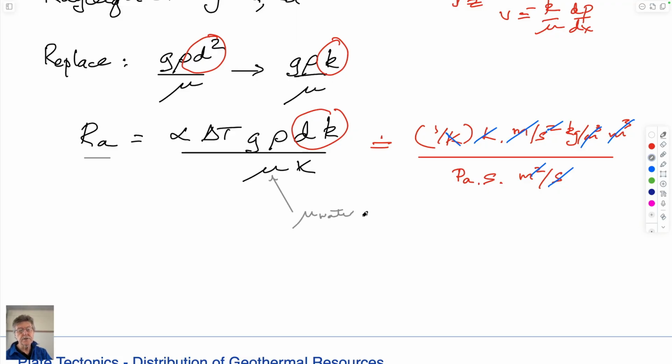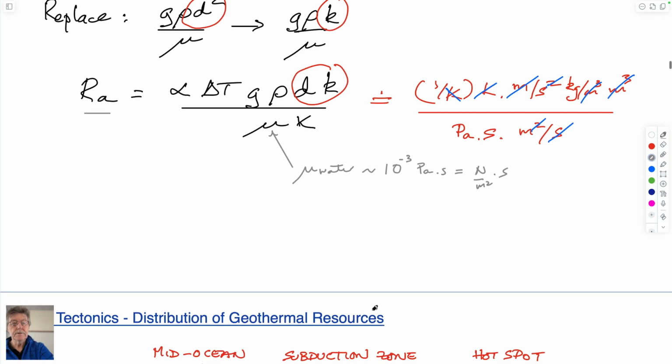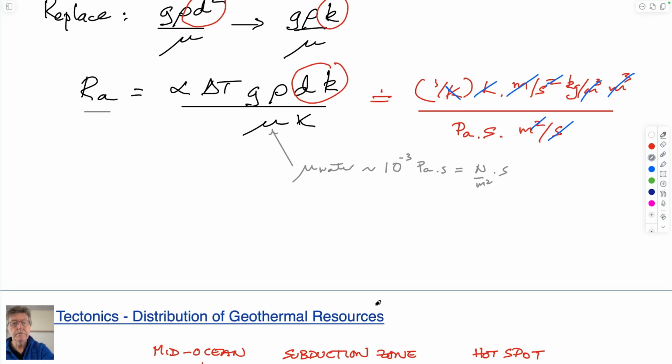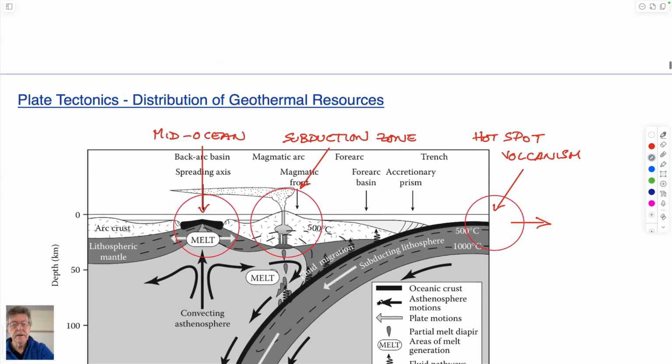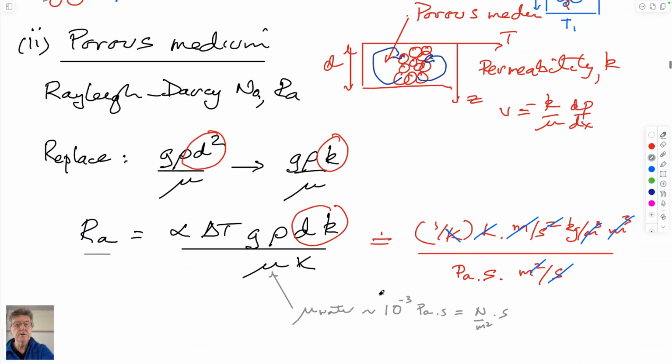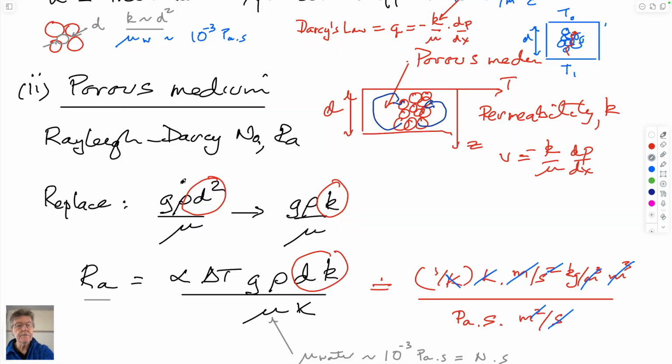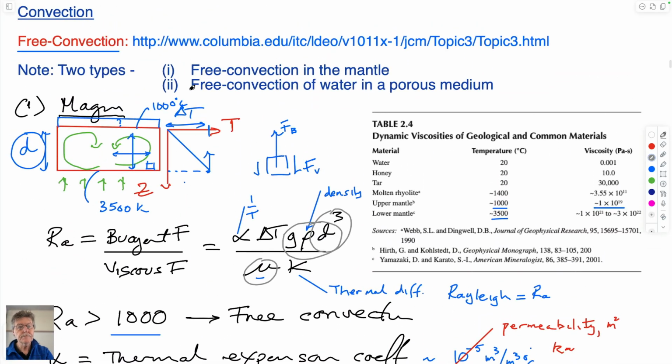If water is the fluid that's going through it, we just said that that is roughly 10 to the minus 3 Pascal seconds, and a Pascal is just a Newton per meter squared. So in terms of this, okay? Convection we talked about, and this is what we refer to as free convection, both in the mantle for the first part and then in water.